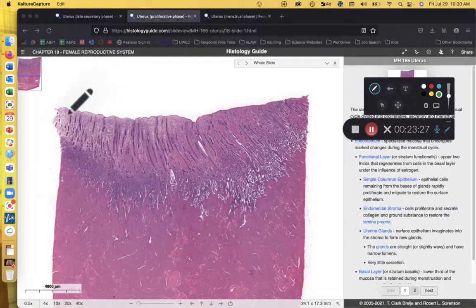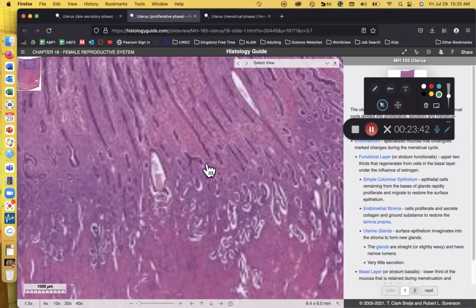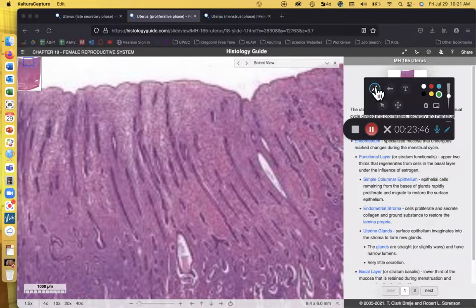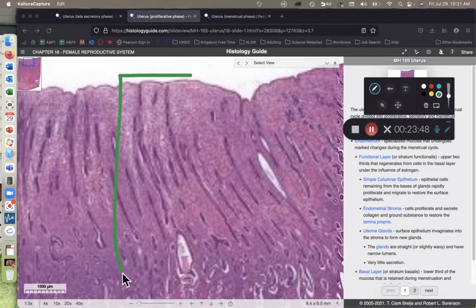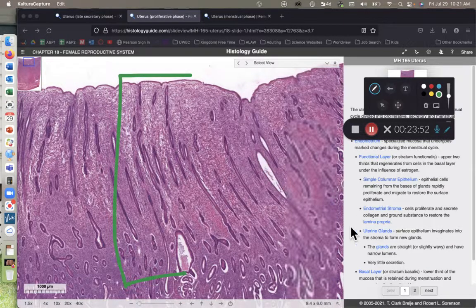During the proliferative phase, the functional layer of the endometrium is becoming much thicker, and it's regrowing itself. So let's go ahead and zoom in on that functional layer of the endometrium. Maybe not quite that much. Here we go. Here we can see how it's been regrowing. And while it's regrowing, I want to point out the uterine glands.